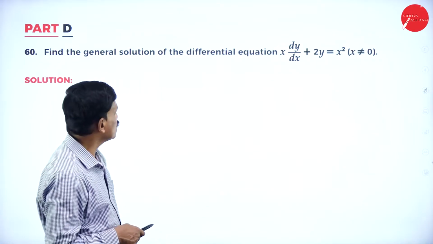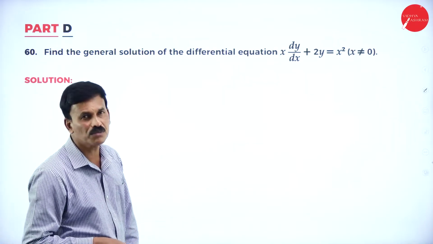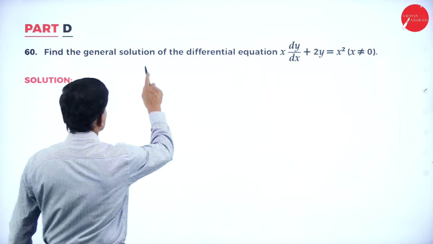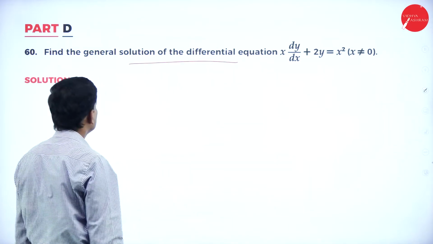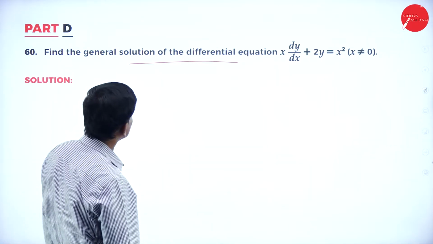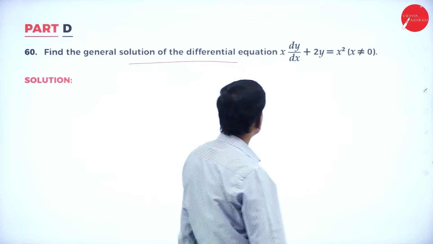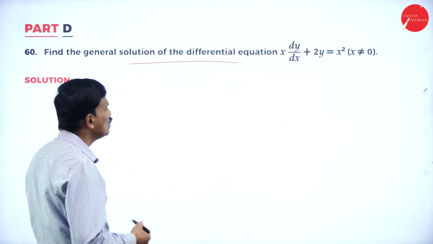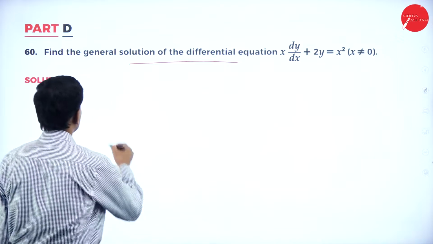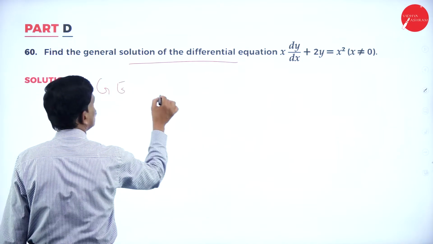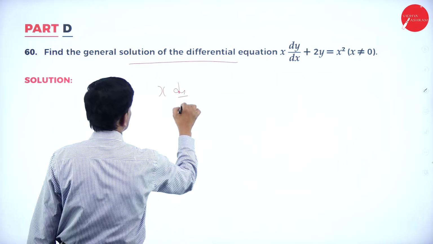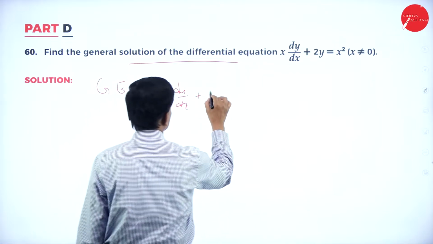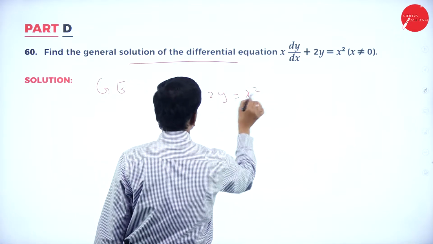Now, let us come to the next problem. The next problem is from differential equations. This is also important. Solve the differential equation. Find the general solution of the differential equation x into dy by dx plus 2y is equal to x square, where x is not equal to 0. Now, what is the problem given? The given equation is x into dy by dx plus 2y is equal to x square.